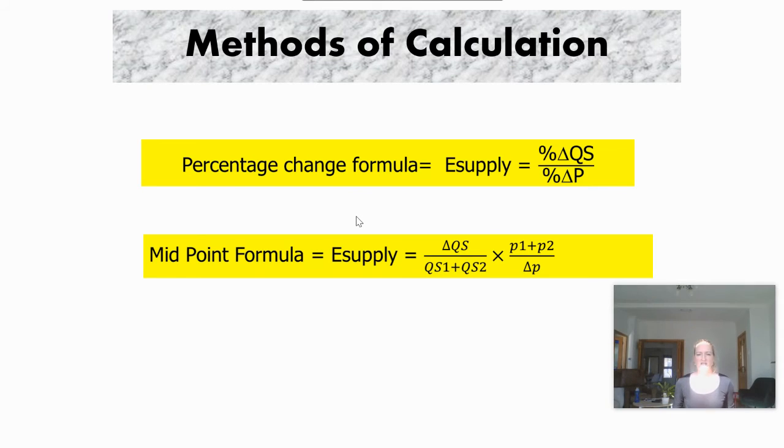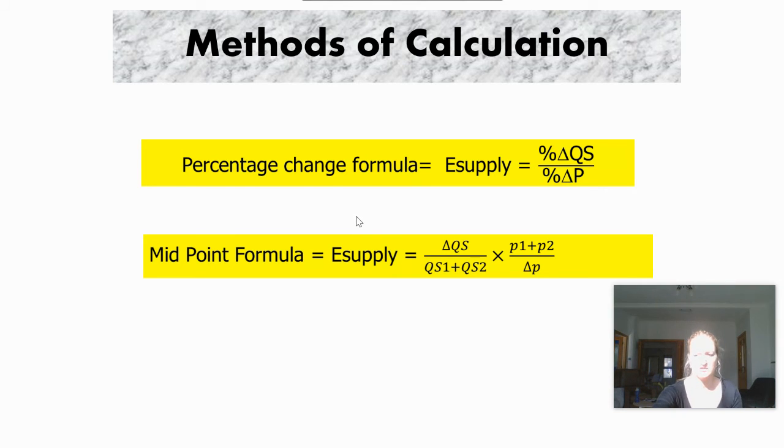So to calculate the elasticity of supply, we've got two formulas. The percentage change formula, which is the percentage change in the quantity supplied divided by the percentage change in price. Remember, to calculate the percentage change in the quantity supplied, you do the change in the quantity supplied divided by the original, times 100, and you do the same for the price. So the change in the price divided by the original price times 100, and then you can divide each of those. And the midpoint formula, which is the change in the quantity supplied divided by the old and the new quantity supplied, times the old and the new price divided by the change in the price.